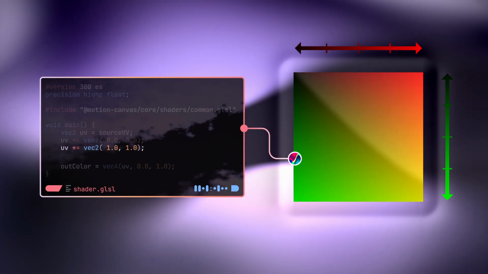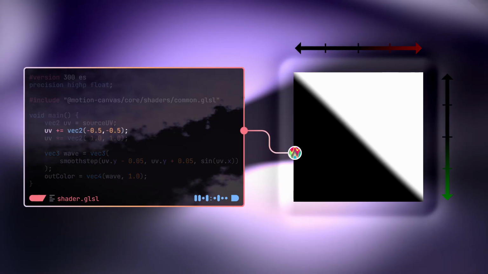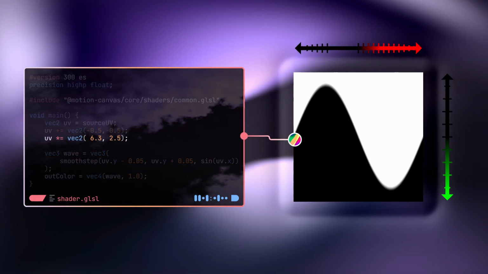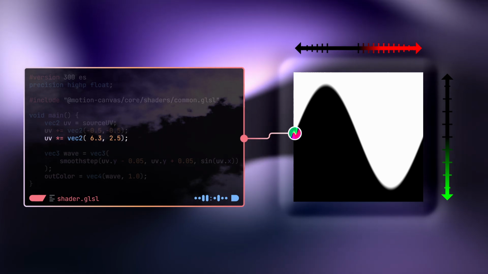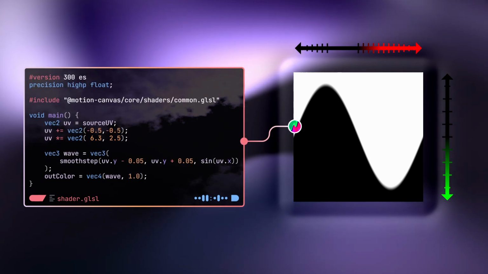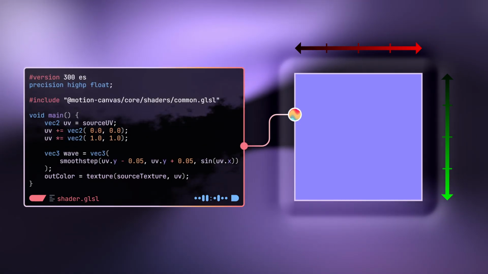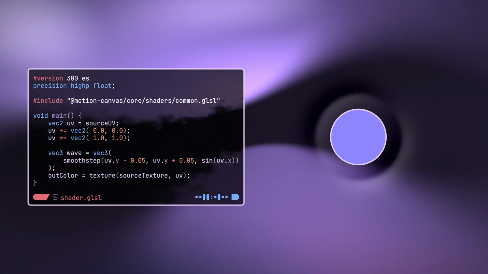By using UVs like coordinates, you can plot functions directly on screen. Here's a sine wave drawn along the x-axis. We stretched and moved the UVs so the wave is plotted from minus pi to pi. UVs are Cartesian coordinates, x and y.